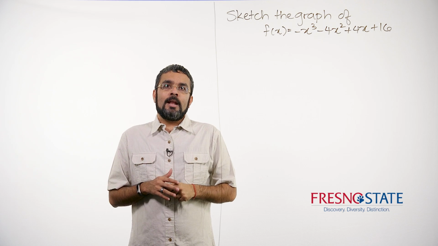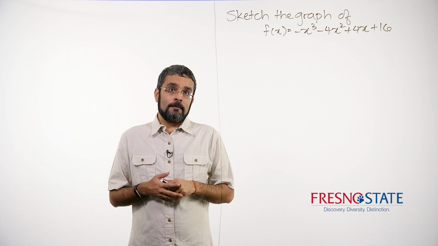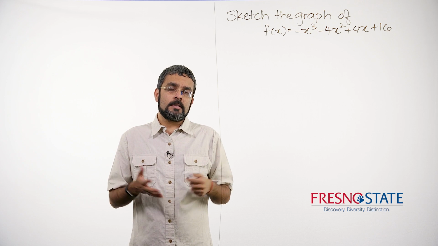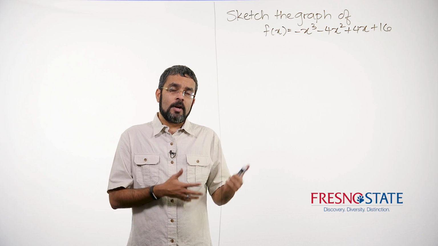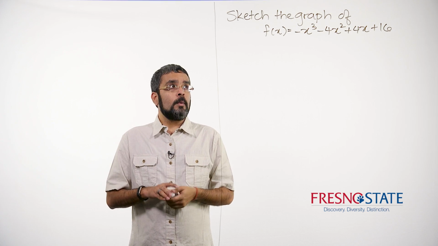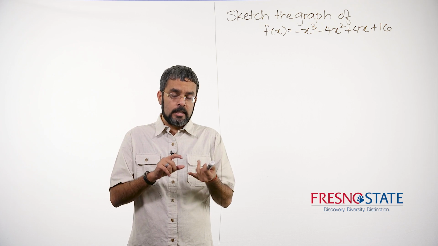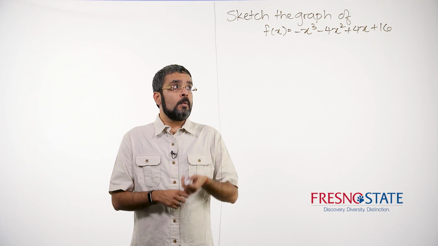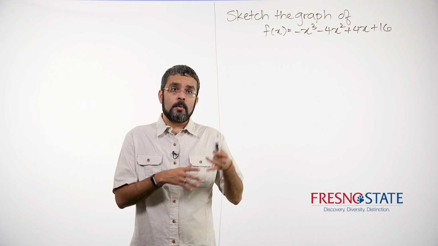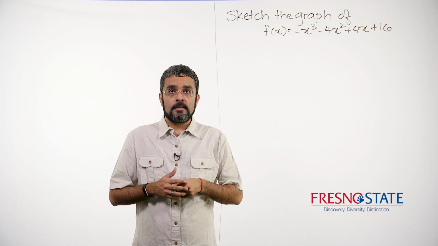In this video, we're going to look at how to sketch the graph of a polynomial function. It's very similar to how we sketch the graph of a quadratic function. So what do we need? Well, we don't really have a vertex here. So what we need is the x-intercepts and y-intercepts, the points where the function crosses the x and y axis.